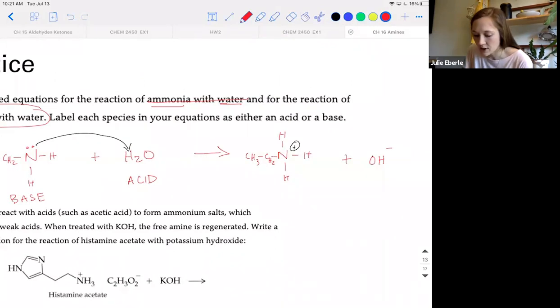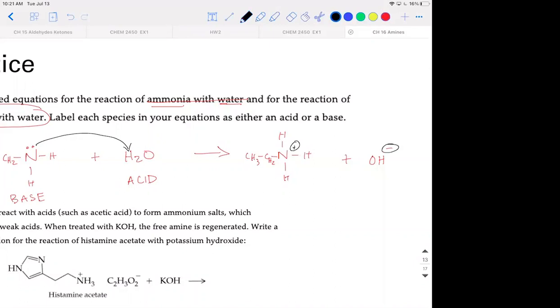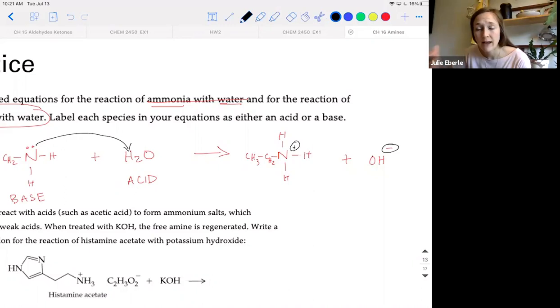So don't forget to acknowledge how the charges change. If you go from neutral and you gain a hydrogen ion, you become plus charged. If you're neutral and you give away a hydrogen ion, you become negatively charged.